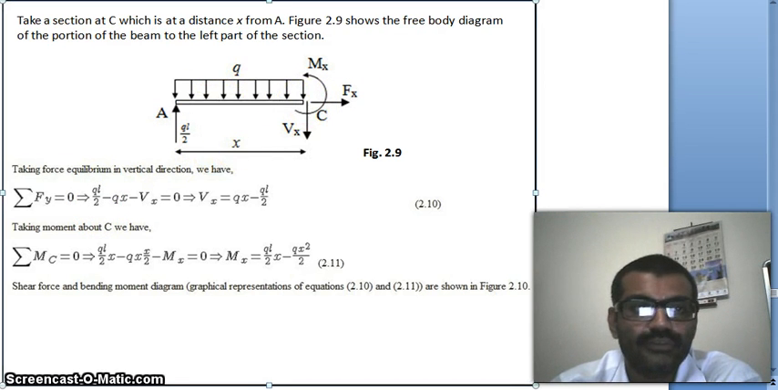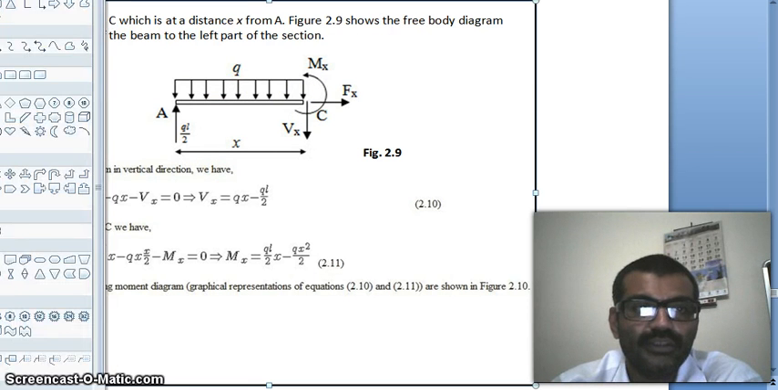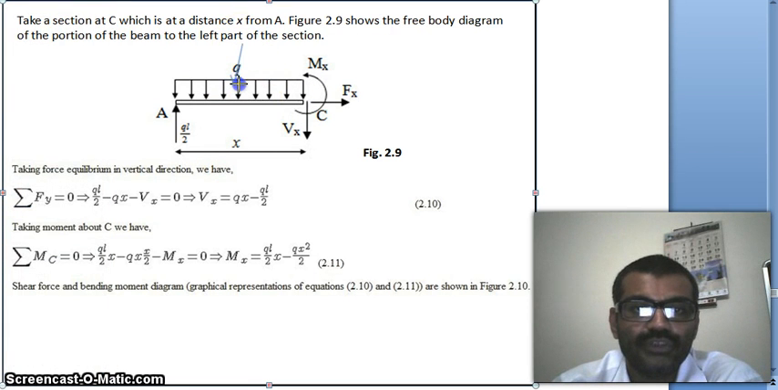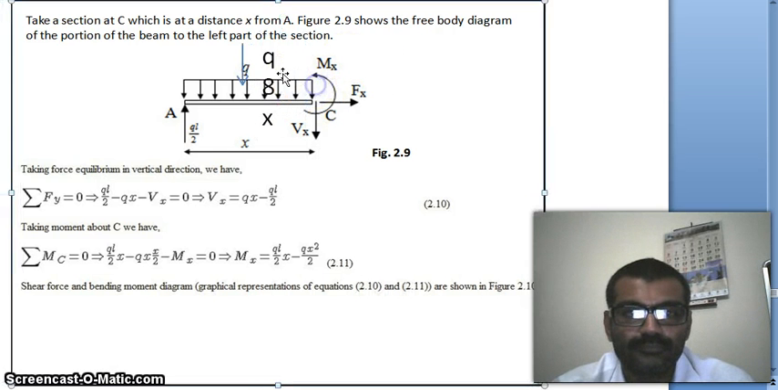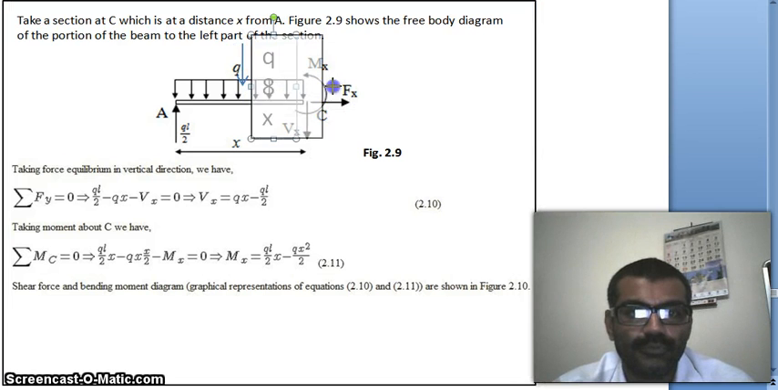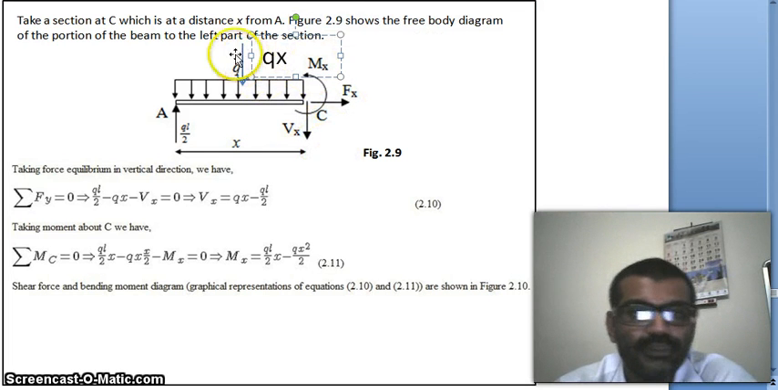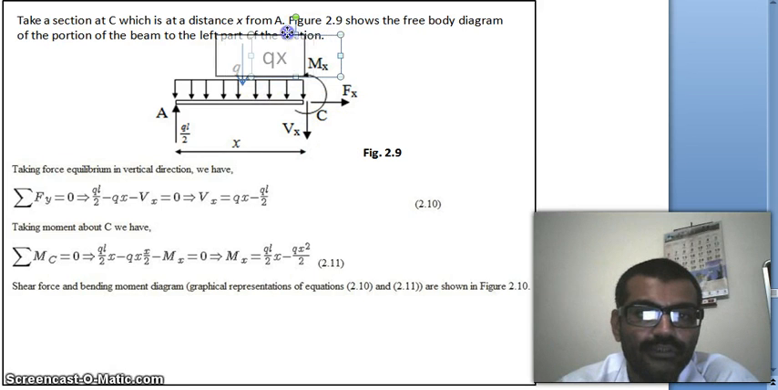Now again we have the UDL for the X span, right? So again we need to convert this force into a point load, having a value that is equal to Q into X. QX, that is your point load, right? We converted this UDL load into the point load, QX, right?